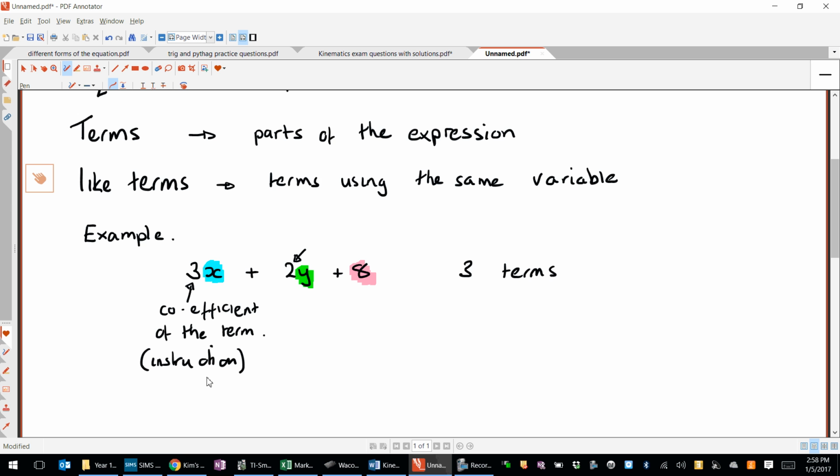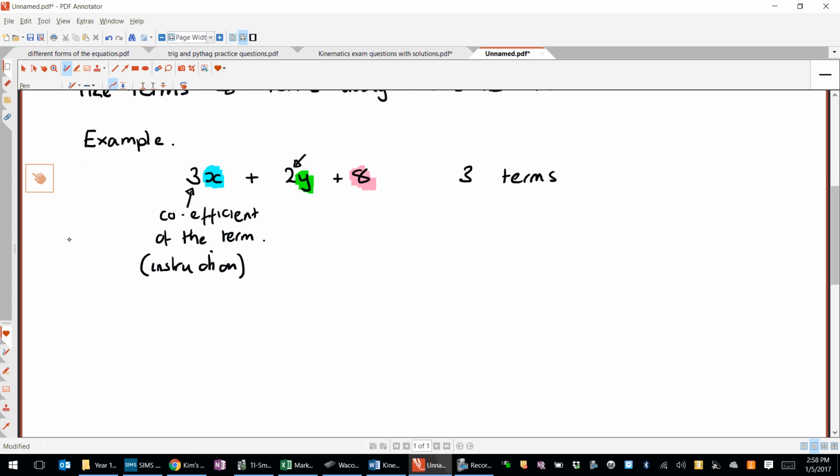Like 2y is like 2 times y. So the 3 terms are plus 3x is one term, plus 2y is another term, and plus 8 is another term. So the sign before the letter, the term, goes with that term.